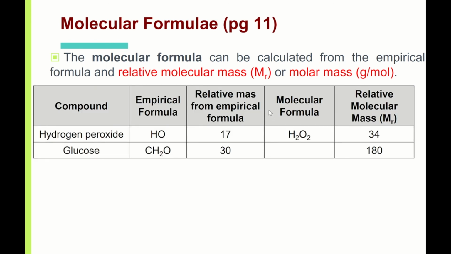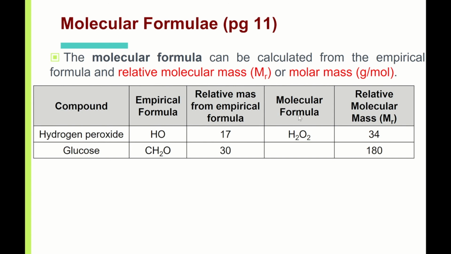For example, hydrogen peroxide. The molecular formula is H2O2. The simplest ratio, the empirical formula, is HO. So the experiment tells me that the empirical formula is HO, but when I measure the substance, I get 34. So what does this mean? This is my actual mass. So this means that I need to multiply the empirical formula by 2 to get this. The molecular formula is the actual one.